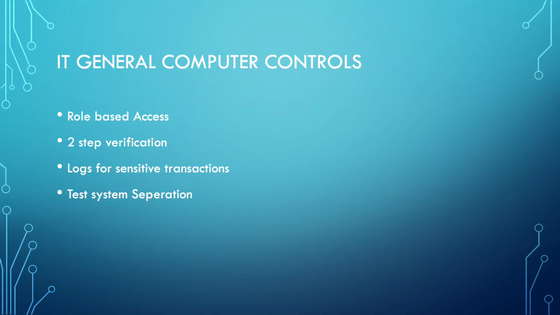The general computer controls would be role-based access because someone who does just analysis or microscope work has no business being able to see accounting data. Another would be two-step verification just for strong security. And another would be logs for sensitive transactions so that anything weird could be later tracked back. And the last one would be the test system would be separate from whatever actual system you'd use post ERP implementation so that data doesn't get mixed up.